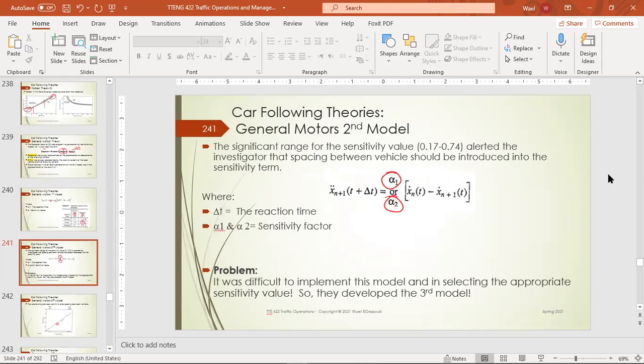So they came up with the second model, which was basically using either alpha 1 or alpha 2 extreme points. But again, delta, that was a reaction time, and it was controversial which alpha to use, the lower bound or the upper bound, and when to use it, which led to the third model.